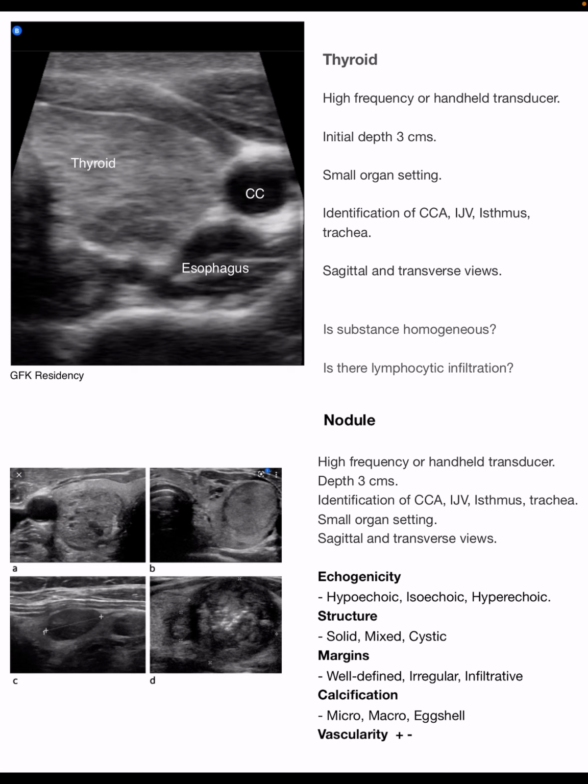And the presence of calcification: microcalcification, macrocalcification, or eggshell calcification. Finally, the vascularity should be noted.